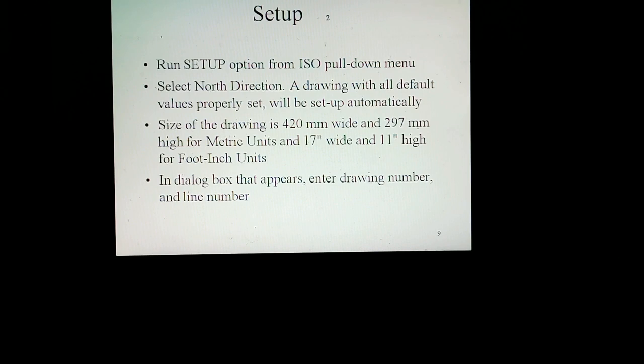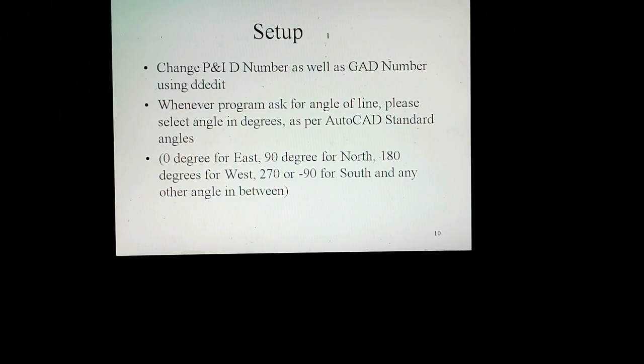In the dialog box that appears, enter the drawing number and line number. Change the P and ID number as well as the GAD number using VB Edit. Whenever the program asks for the angle of a line, please select the angle in degrees. As per standard angles, 0 degrees for east, 90 degrees for north, 180 degrees for west, 270 or minus 90 for south, and any other angle in between.